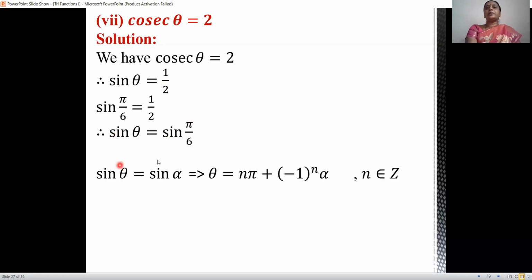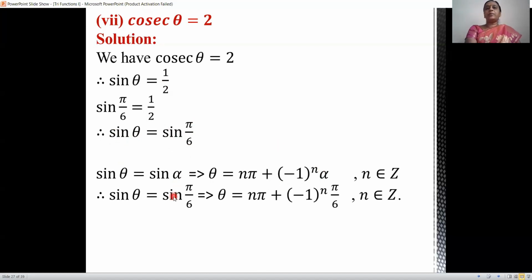Now, if the function is of the type sine theta is equal to sine alpha, then what will be the general solution? The general solution is theta is equal to n pi plus minus 1 raised to n into alpha. Now our next step is to keep the value of alpha here and here. And what is alpha? Alpha is pi by 6. Now keep the value of alpha, then we will get sine theta is equal to sine pi by 6, which implies theta is equal to n pi plus minus 1 raised to n pi by 6, n belongs to Z.